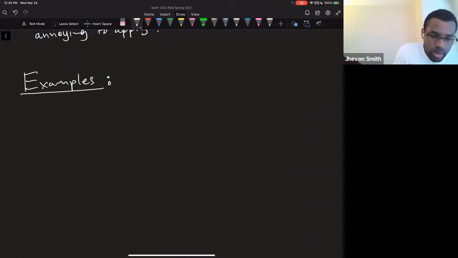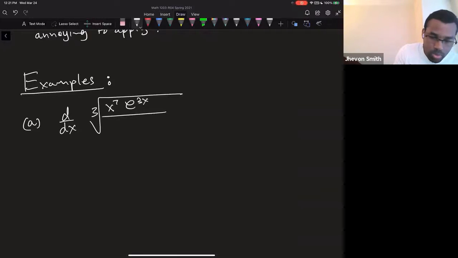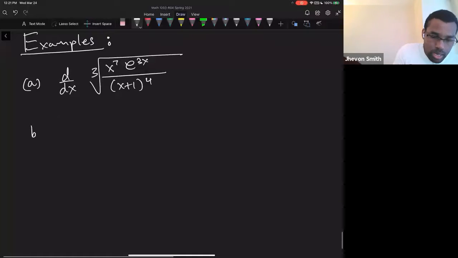So one, let's say I want to differentiate the cube root. Let's look at a similar one, x to the 7 e to the 3x over x plus 1 to the 4, and b, differentiate e to the x squared plus x to the x squared.